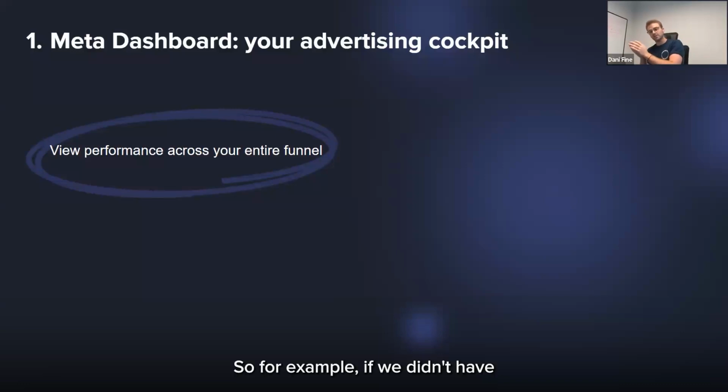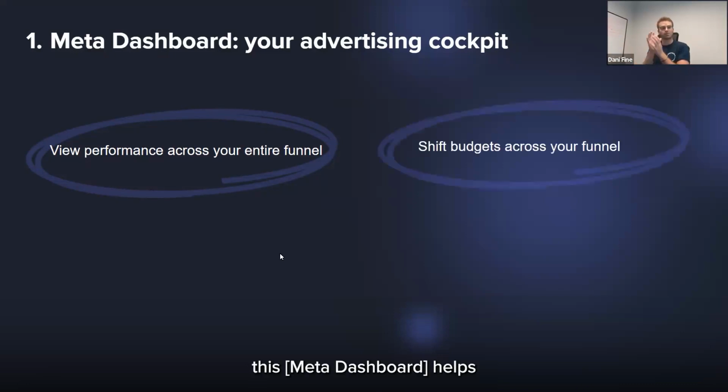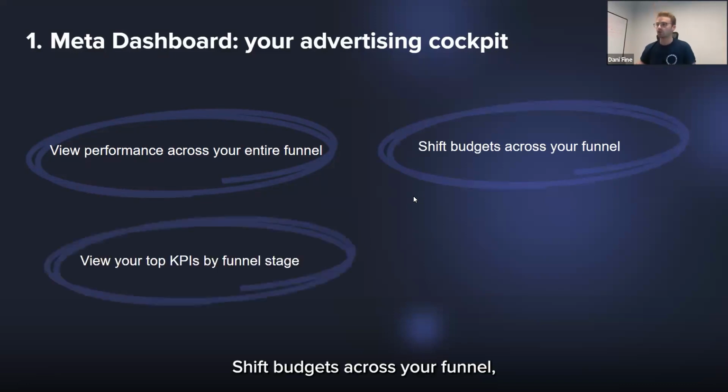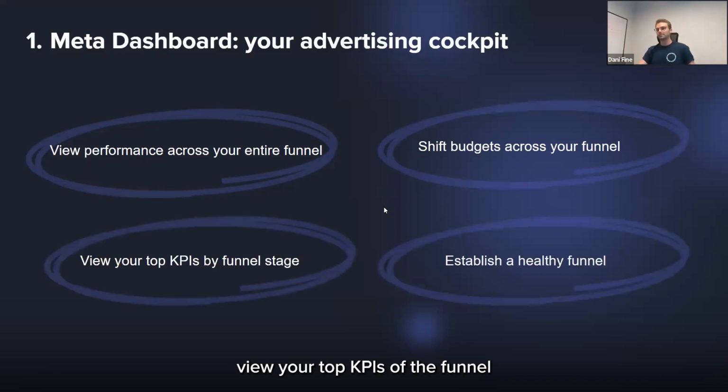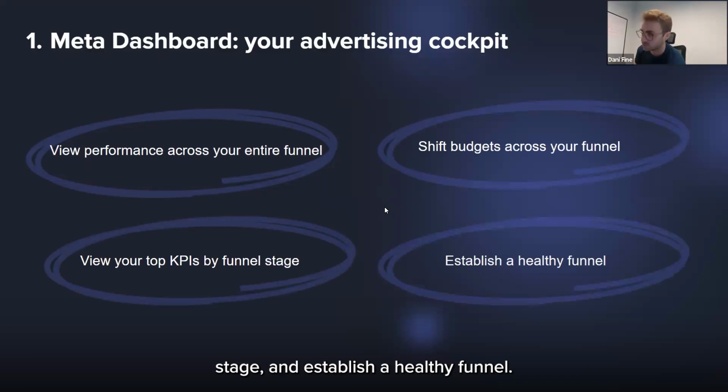So for example, if we didn't have this, what we would need to do is export all our data to a CSV file, identify all the ads and campaigns for each funnel, and then start aggregating and doing a weighted mean in order to actually get these metrics. So it's a lot of work that this kind of just helps us to identify in seconds. Shift budgets across your funnel, view your top KPIs by funnel stage, and establish a healthy funnel.